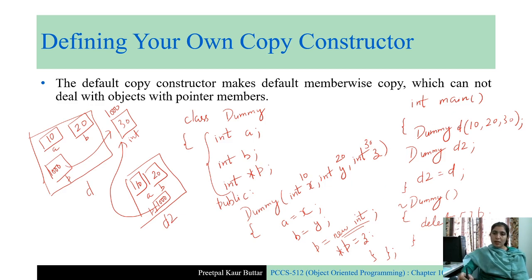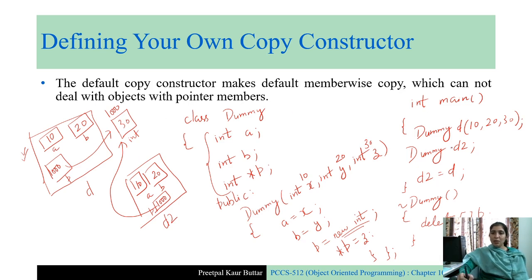This D object, let us reconsider the program execution so that you can understand things more properly. When you reach main, the D object will be created. So 10, 20 and 30 values will be passed. The pointer will point to an integer which contains value 30. Okay, so this object now exists in memory.